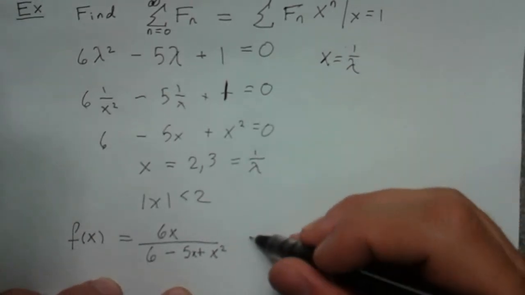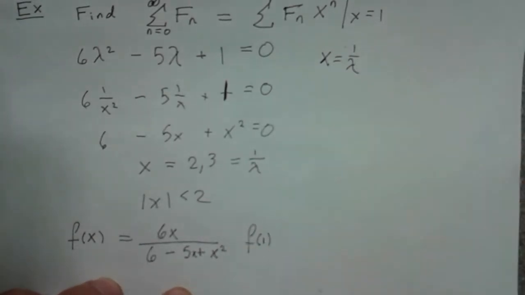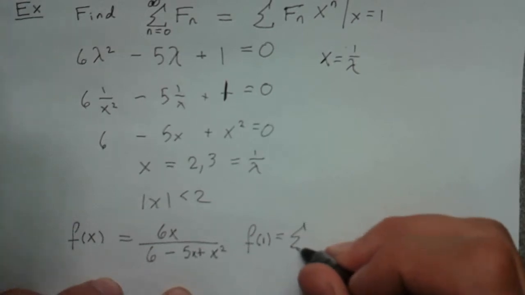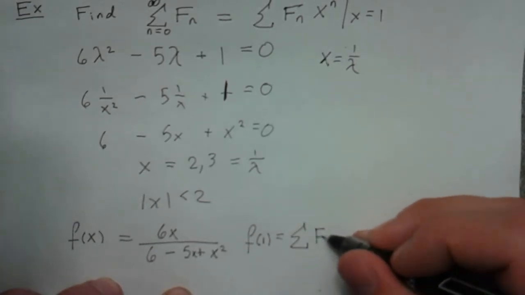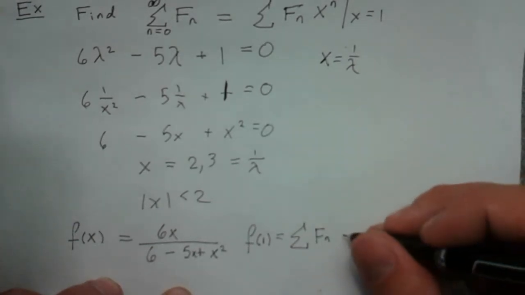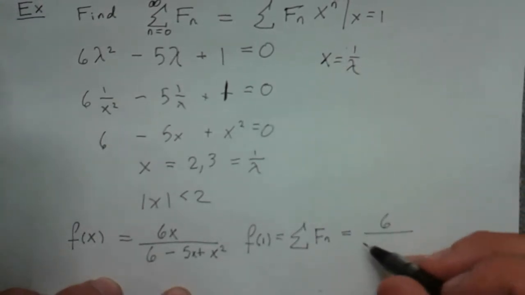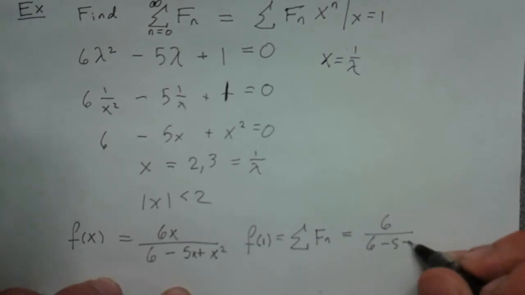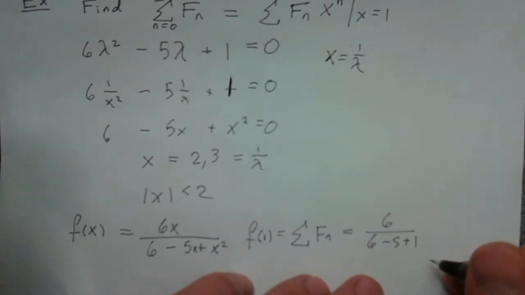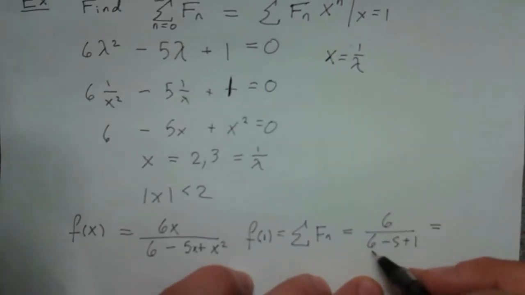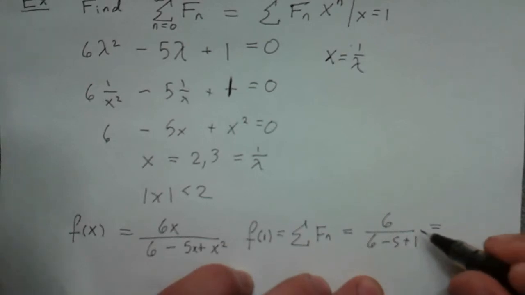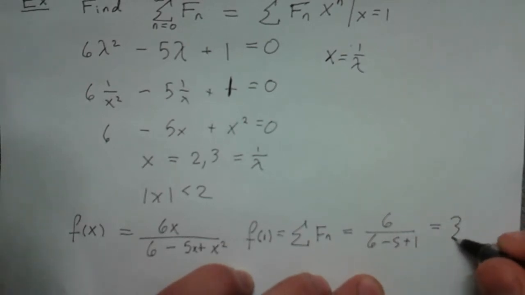And so if you look at what is f of 1, the reason why we're looking at this is because this is the sum of all of the numbers here. This is just going to be 6 over 6 minus 5 plus 1. And so 6 minus 5, that's 1, plus 1, so this is 6 over 2, so this is 3. So these numbers all add up to 3.